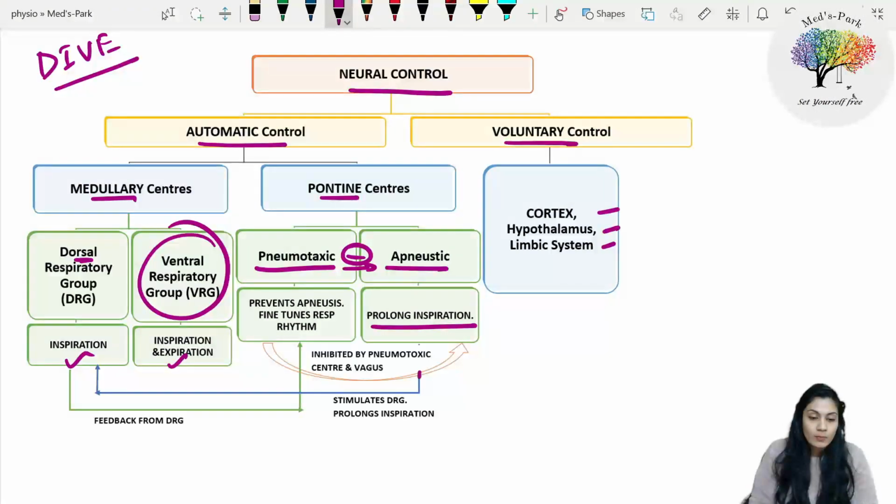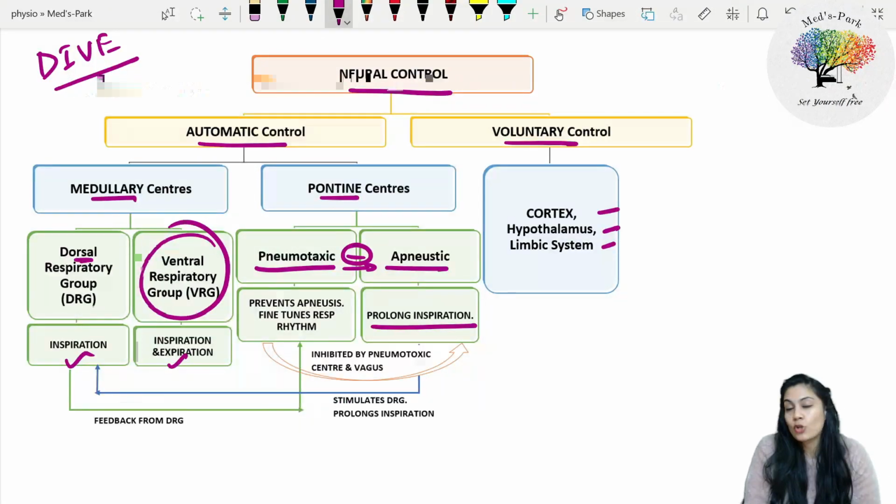And you can see over here prolonged inspiration, so the apneustic center is going to go and stimulate the DRG and cause the quiet inspiration. Okay, that's all about the discussion.